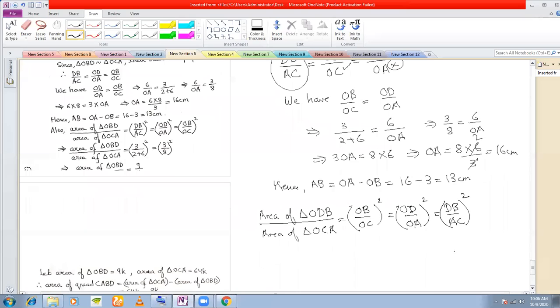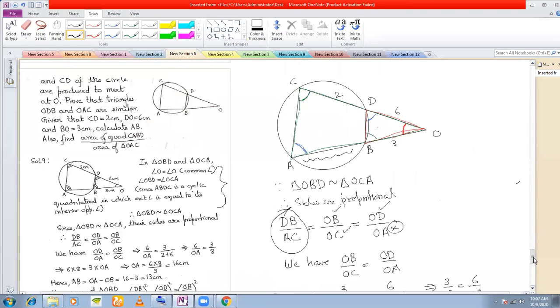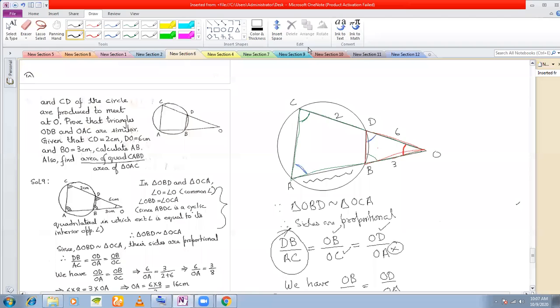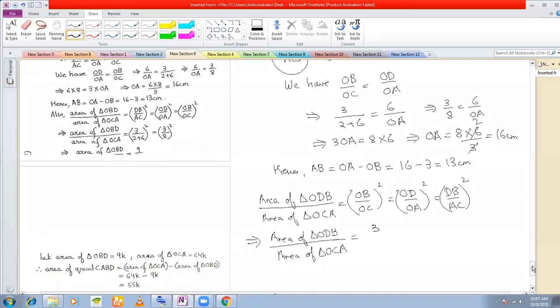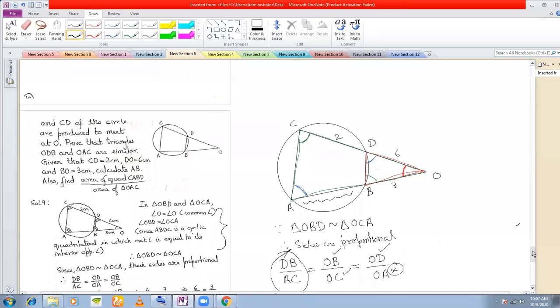So which one should we take? Whichever we know, we shall take that only. So OB and OC, do we know OB and OC? We will know both. So let us take OB by OC. What is the length of OB? 3 centimeters. And what is the length of OC? 2 plus 6.